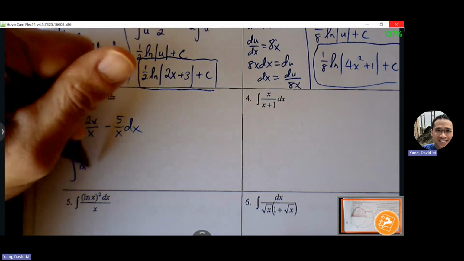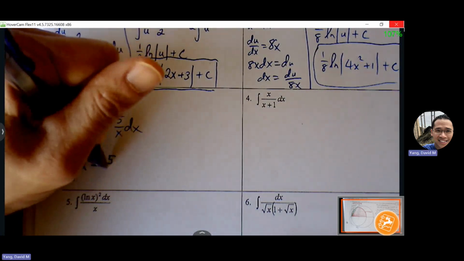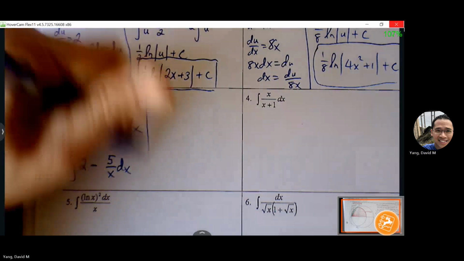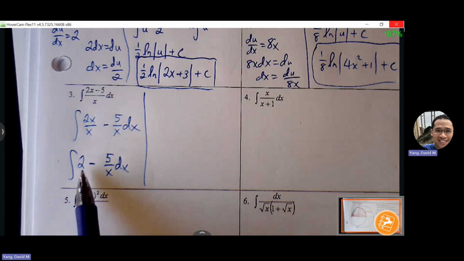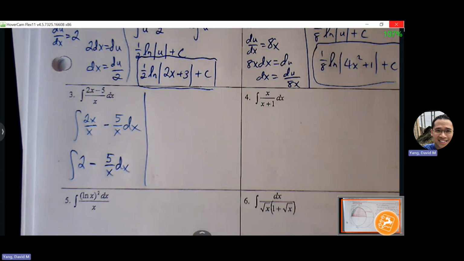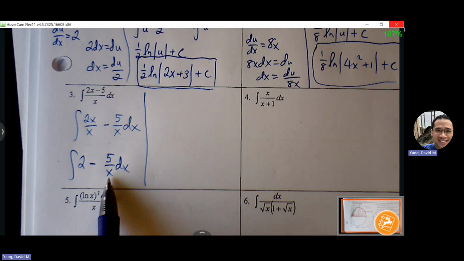So this becomes 2 minus 5 over x dx. Okay. What can we use with the first one here? What rule do we use for 2? Or what does 2 become? That's the derivative, right? What's the antiderivative? 2 what? 2x. 2x over 1, right? Yeah. And then what can we use for 5 over x?